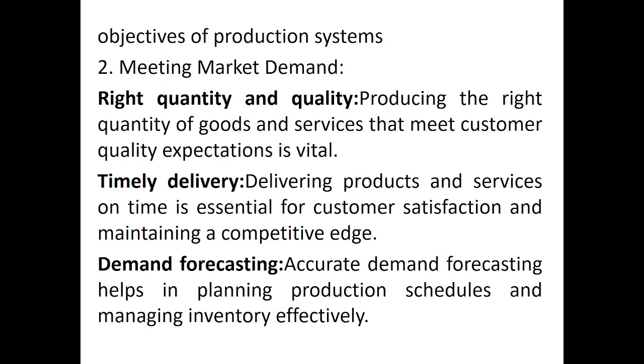Now, objective of the production system, another important point is meeting marketing demands. It is always important how to meet the marketing demands. That is the right quantity and quality. This is one of the most important things: producing the quantity of goods and services that meet customer quality expectations is vital.